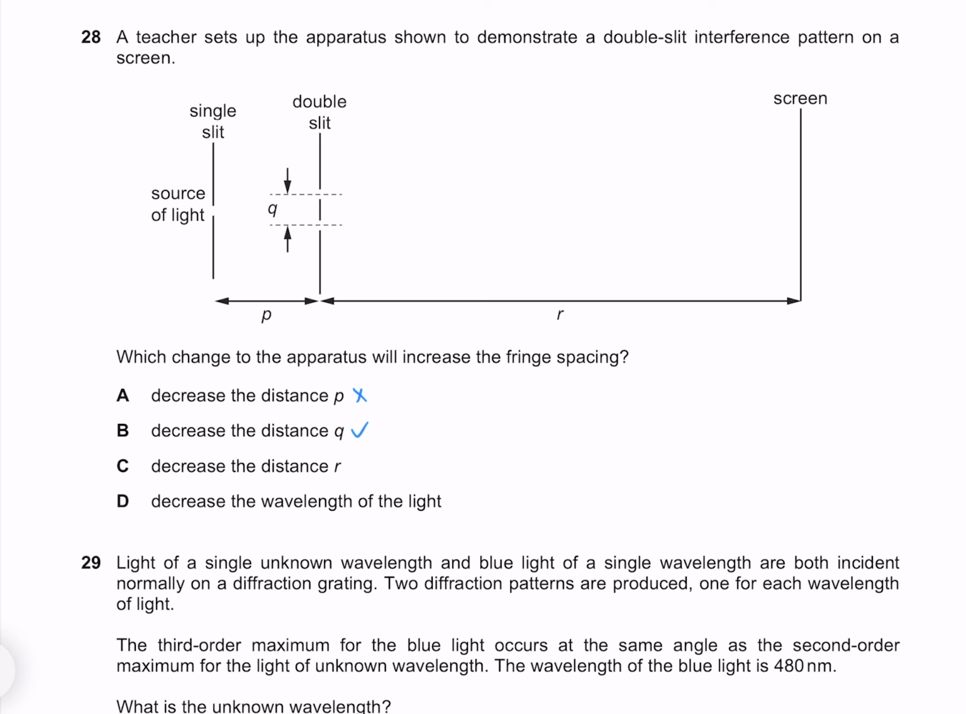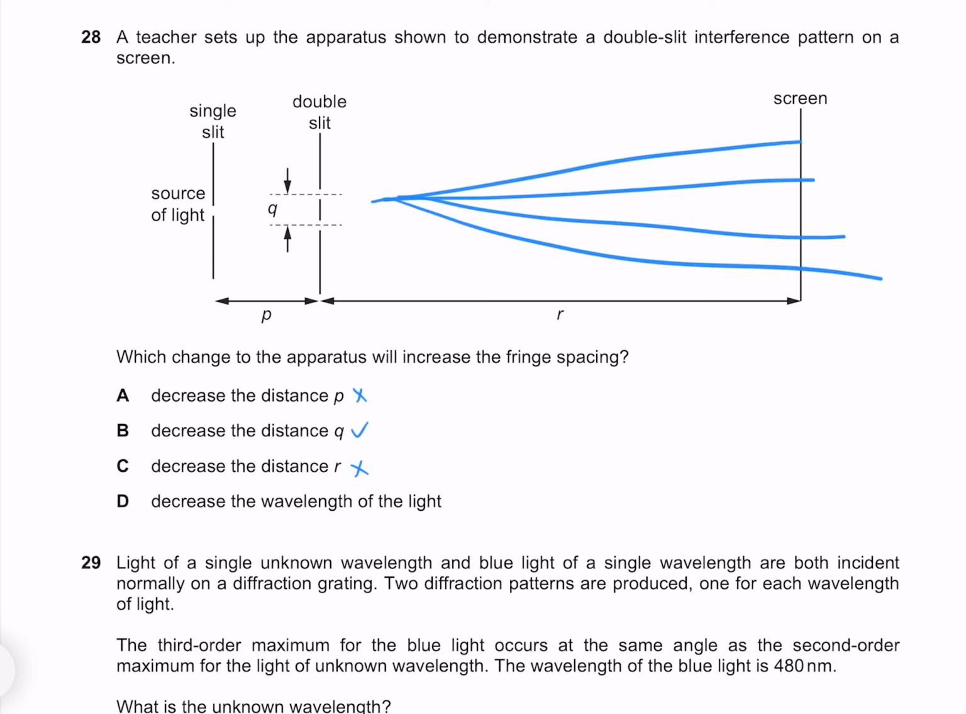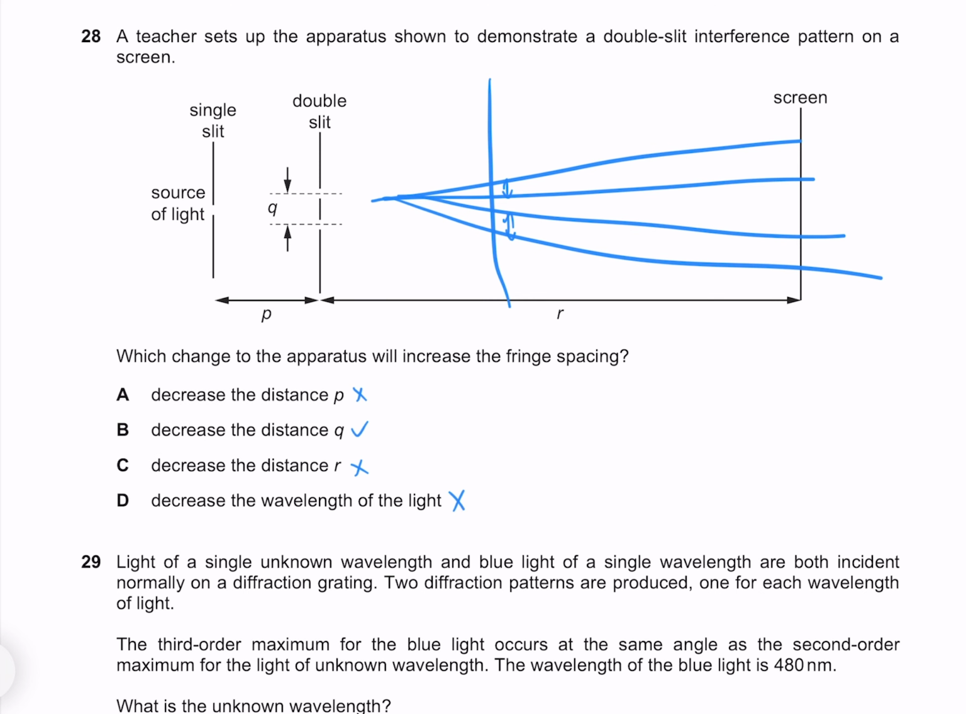Double checking the other things. Decreasing the distance R will actually decrease our fringe spacing, since if we imagine our fringes like this, moving our screen over to here for example, we'll see a reduced fringe spacing. And decreasing the wavelength of light will also in fact decrease our fringe spacing, so our answer must be B.